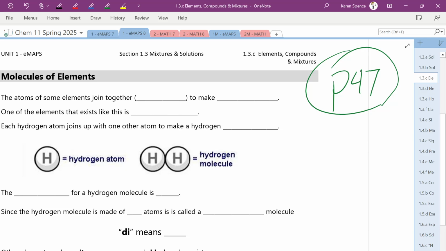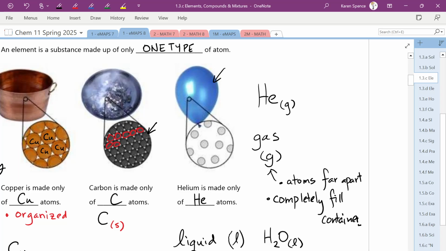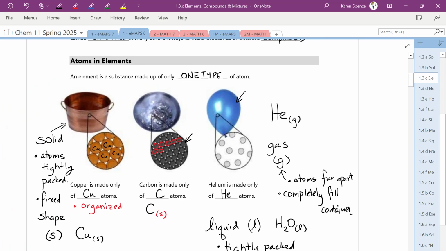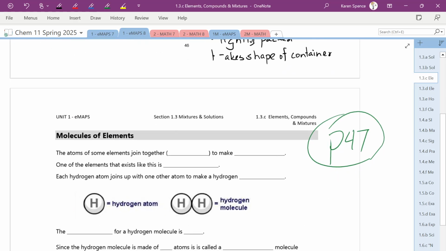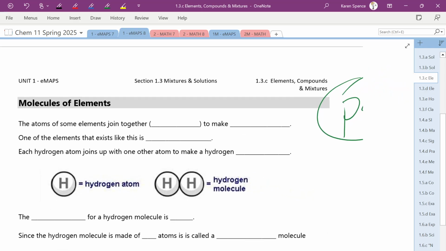Okay. So last day, on Monday, we had looked at elements, on page 46. And elements are when all the atoms are the same. So an element, all the atoms are the same. Okay? And on the next page, which we did not get around to, we have molecules of elements. This is page 47. Okay, so make sure you're on 47.